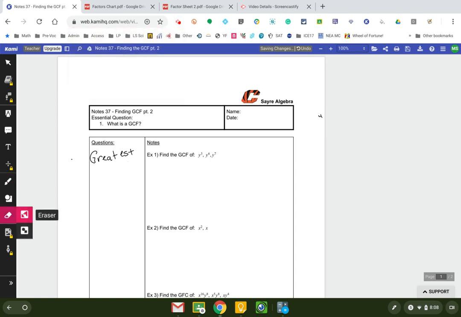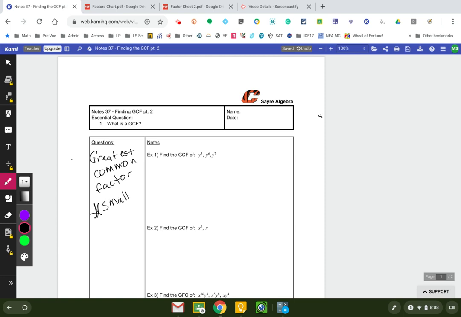So greatest common factor. So the greatest common factor in a list of numbers is the biggest number you can divide all of those by. When you look at exponents and variables, which is what we've got here, right? It's actually the opposite. The greatest common factor is going to be the smallest exponent in the list.